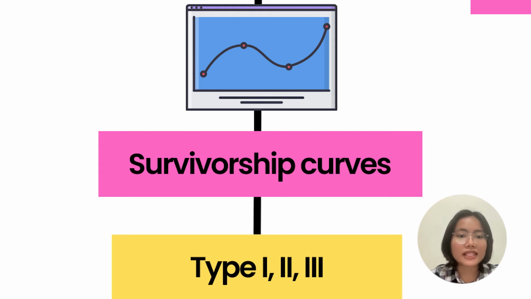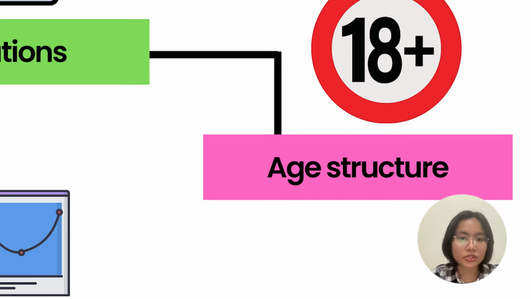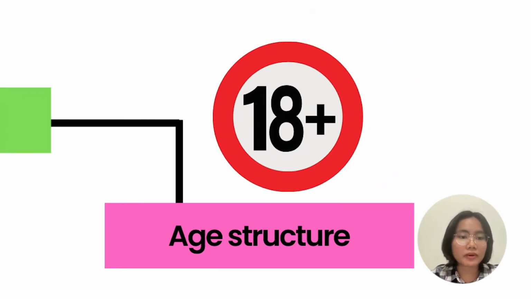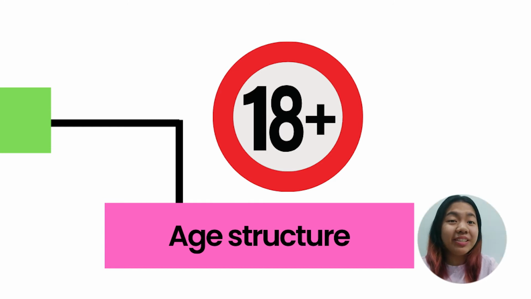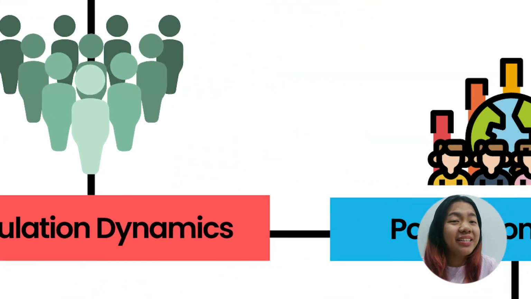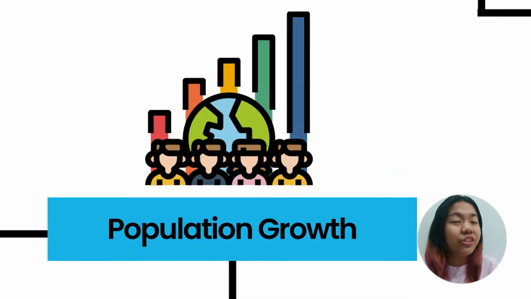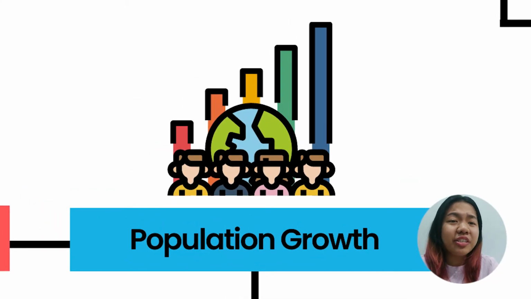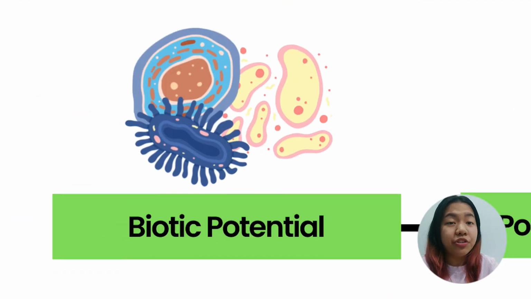Then, proceeding to the last instrument, age structures are an account of the number of organisms of a population during a specific time period, where the members of the said population are grouped according to their age and sex. Now, we then proceed to the next subtopic directly under population dynamics, that is, population growth. Under population growth, let us first discuss the concept of biotic potential.